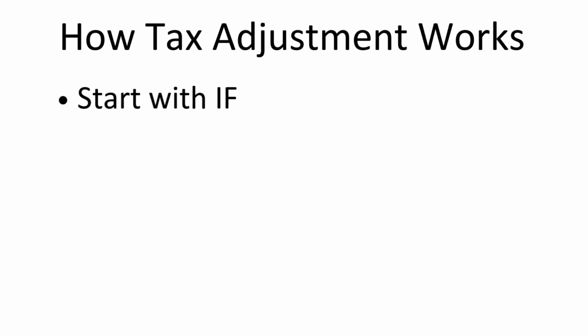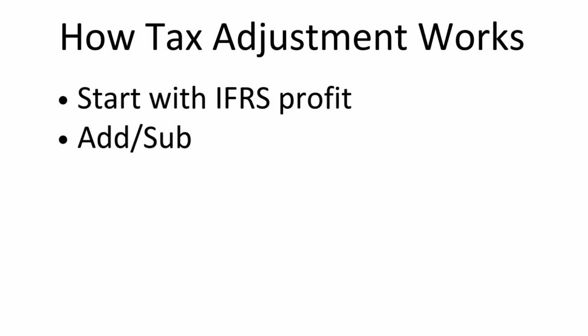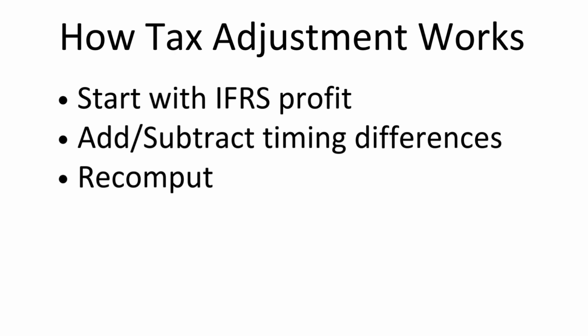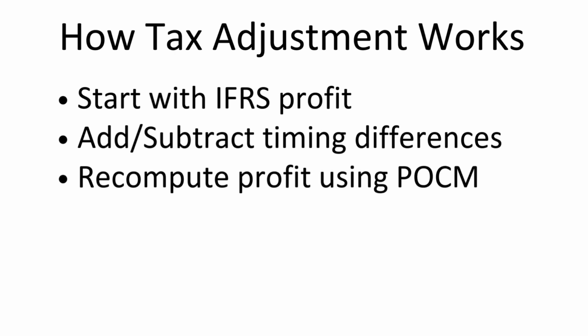Practically, the tax computation starts with accounting profit as per audited accounts. Then, timing differences are adjusted. Revenue and profit are recomputed using the percentage of completion method, usually based on the cost-to-cost approach. The resulting figure represents taxable income for that year. This reconciliation is what FBR expects during assessment or audit.